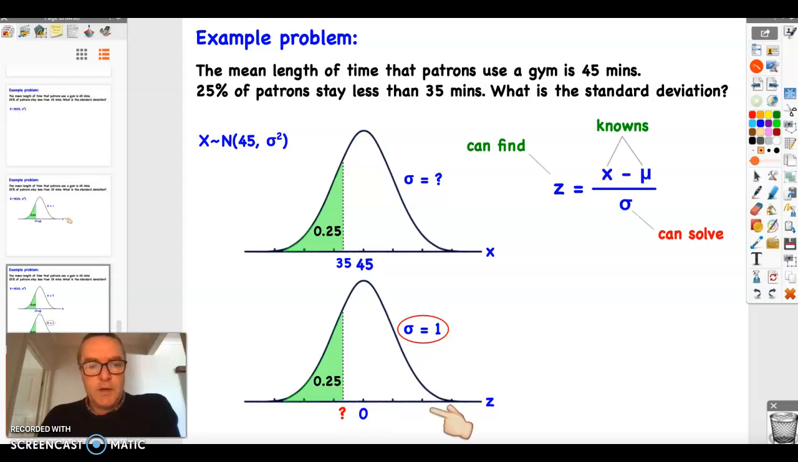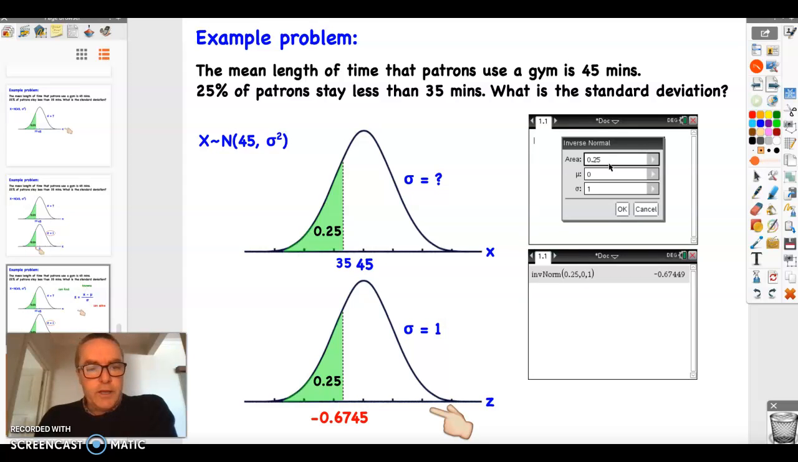So let's just think about where we're going with this problem. Here's our formula. We know x, that's 35 minutes. We know the mean, that's 45 minutes. We're trying to solve the standard deviation of this distribution, and we need to know the z value, sometimes we call it the z score, when x is equal to 35.